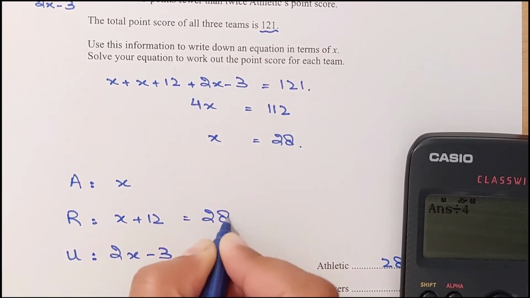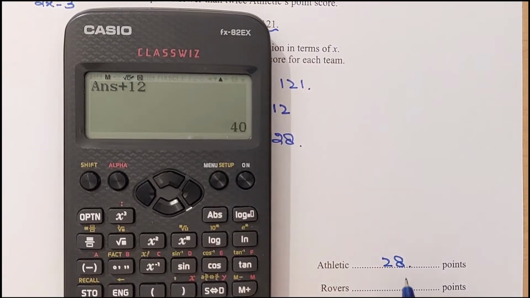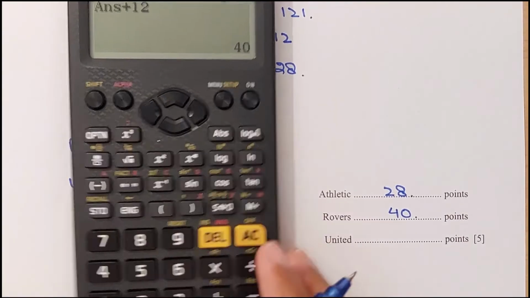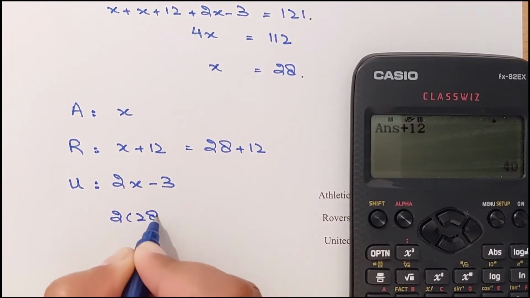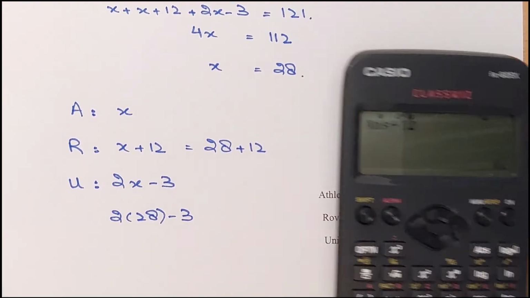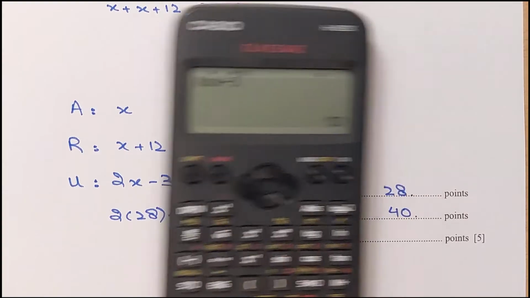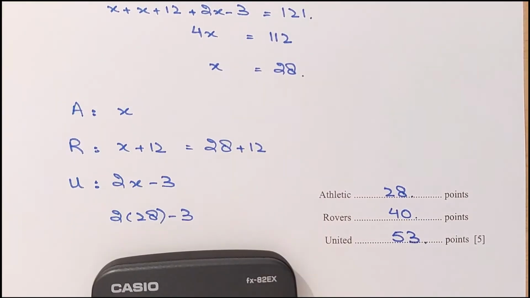x is 28 plus 12. 28 plus 12 is 40 for Rovers. And for United, that is 2 times 28 minus 3. 2 times 28, subtract 3, that is 53 points for United.